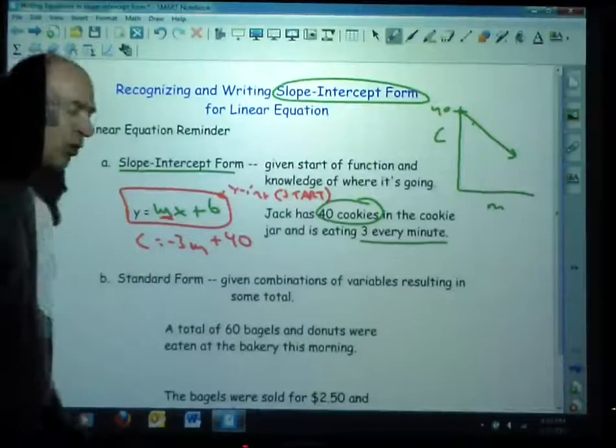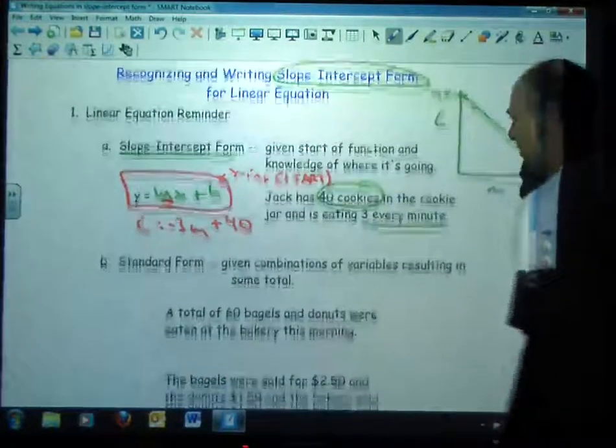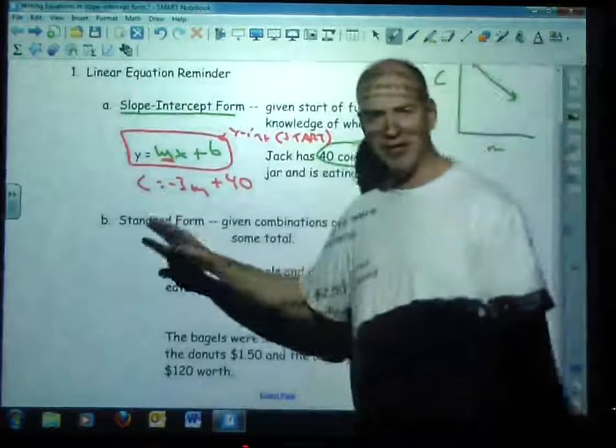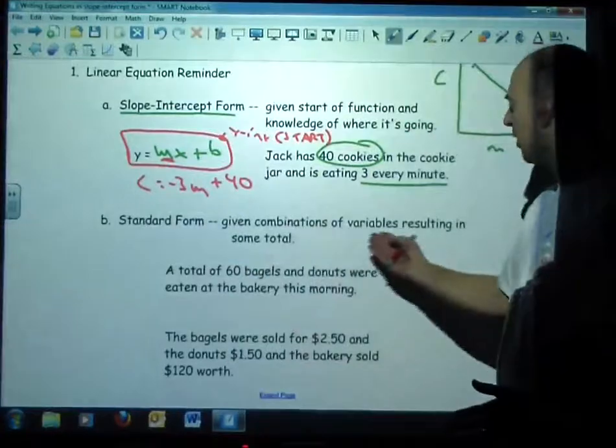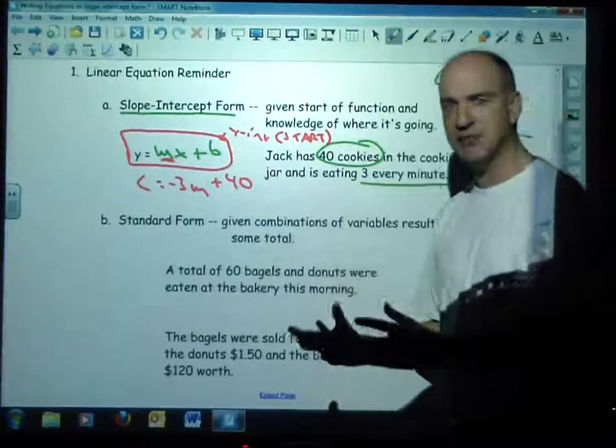Okay, now the second form I'm going to show you here today is called standard form. Now standard form is completely different from slope-intercept form. Standard form essentially is when you're combining a couple of variables resulting in some sort of a total.